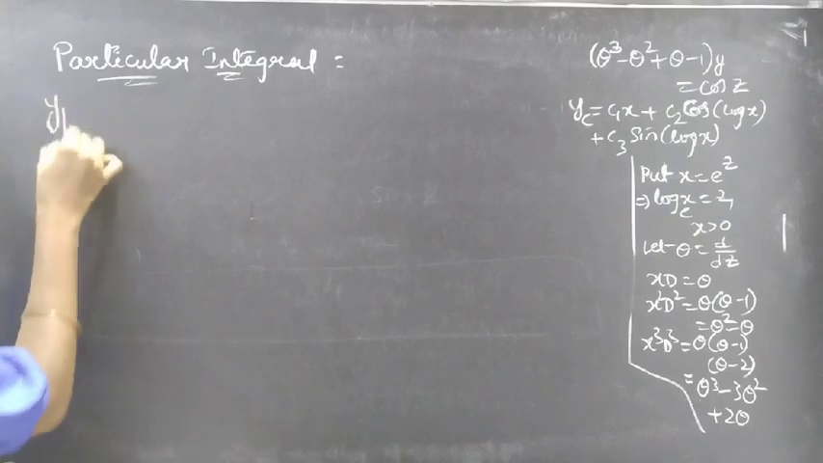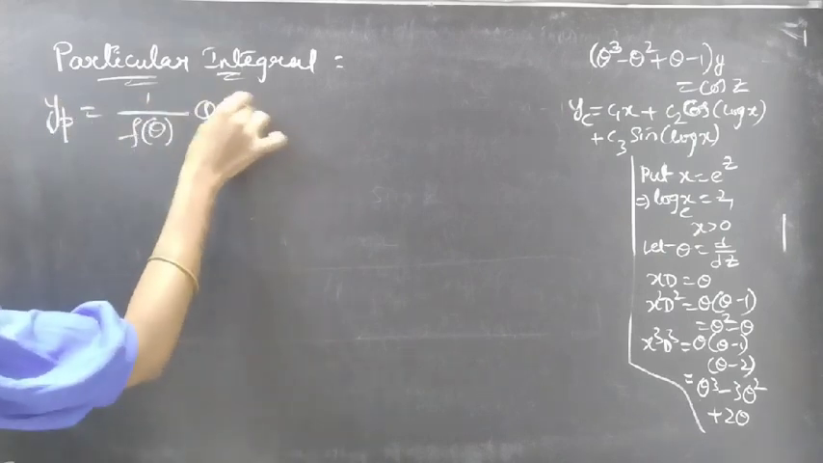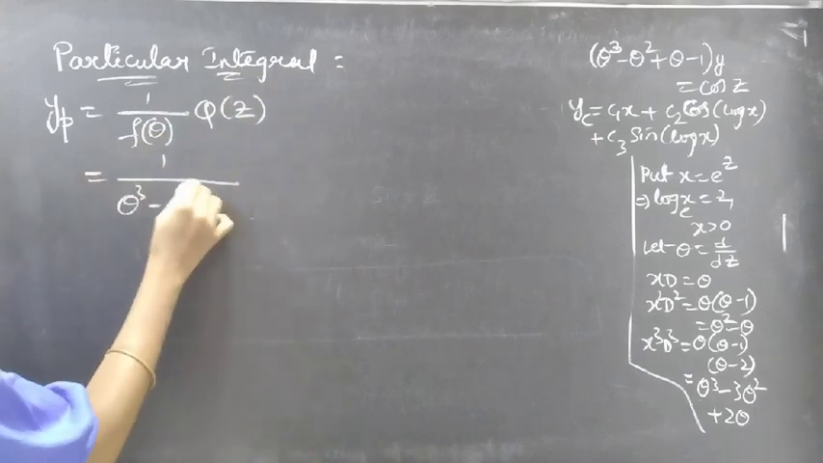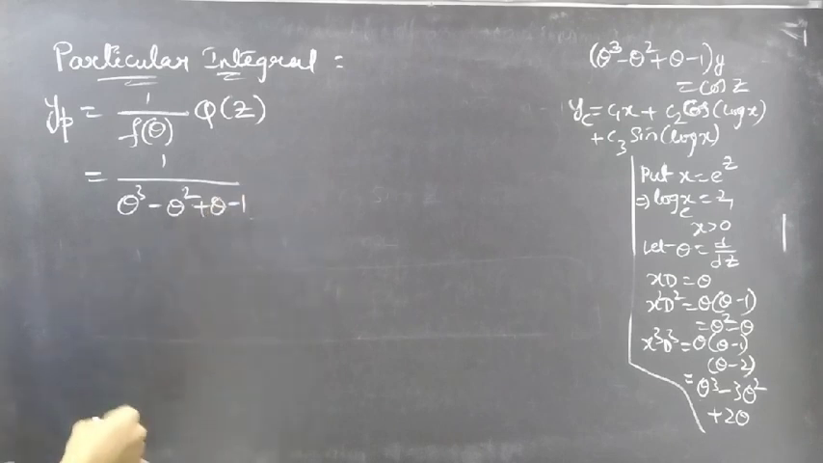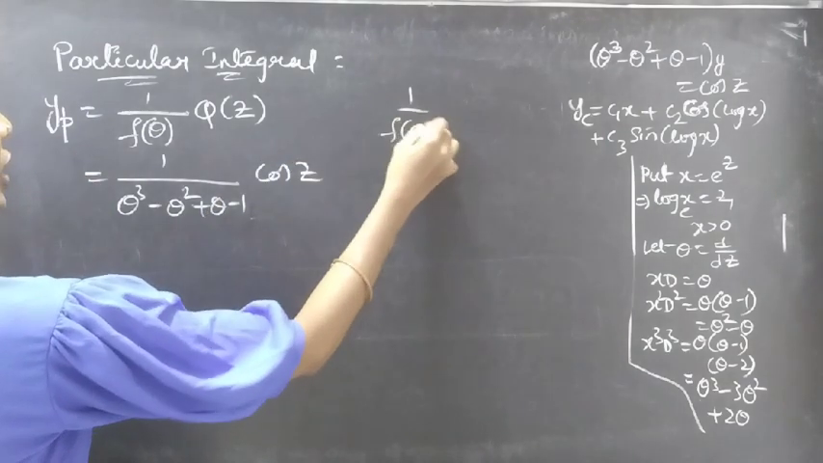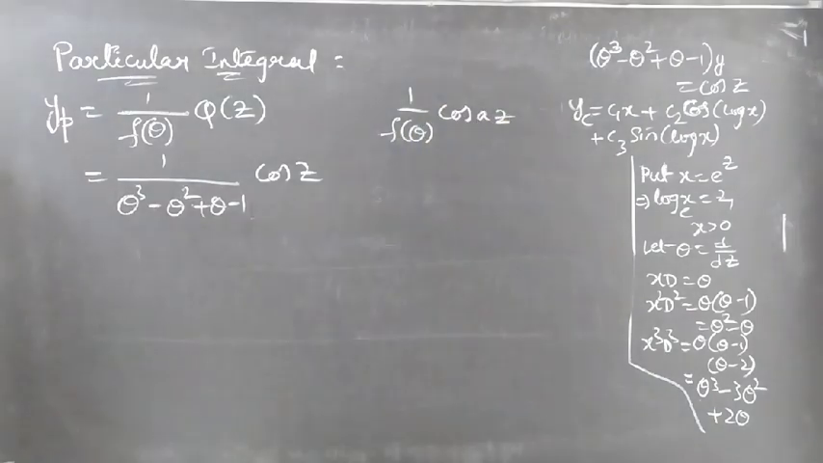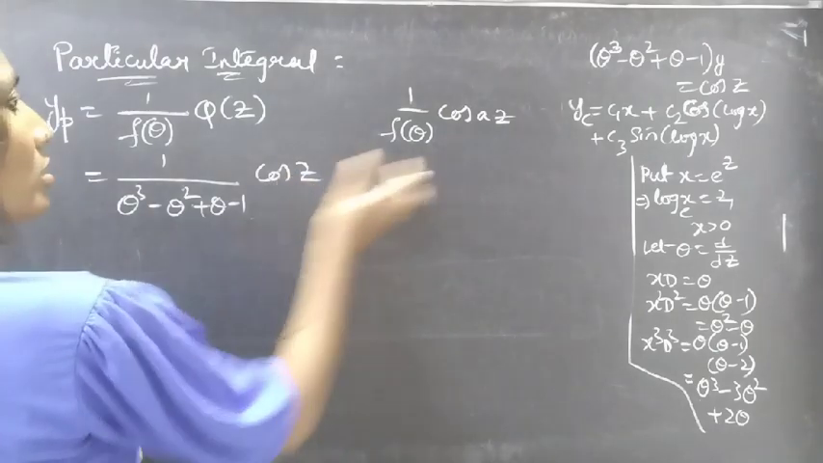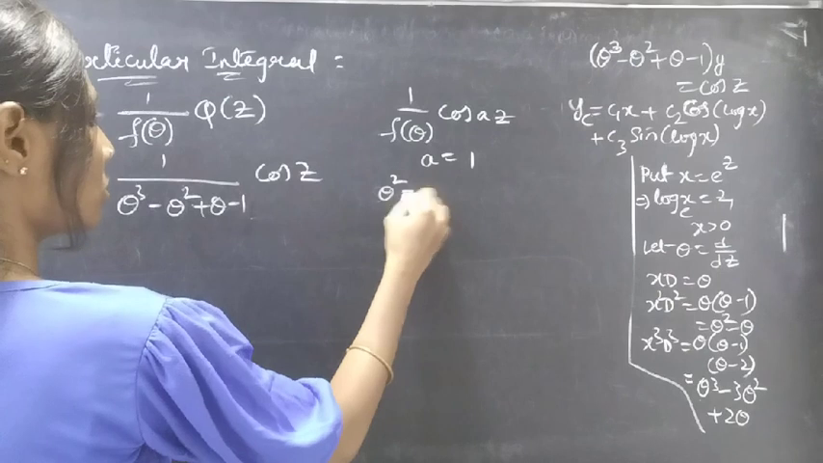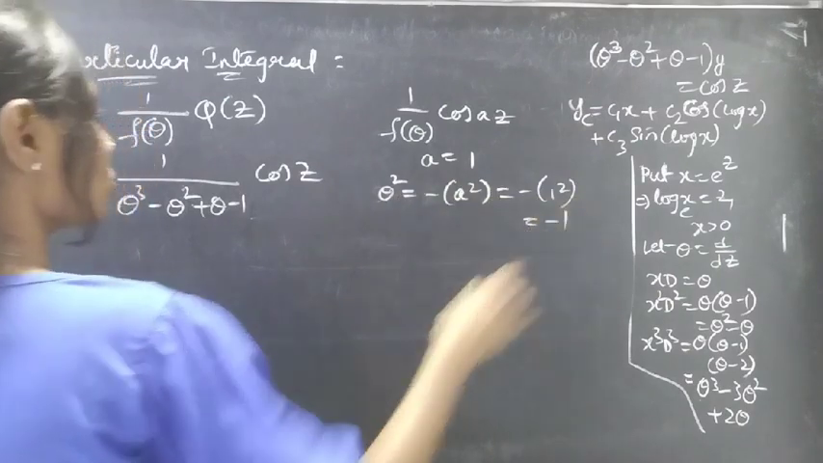We'll find yp using 1 by f of theta into q of z. We have f of theta and q of z, right? Where f of theta is theta cube minus theta square plus theta minus 1 and q of z is cos z. So this is of the form 1 by f of theta into cos az, right? Now compare cos z with cos az. For a equals 1, we'll replace theta square by minus of a square, which equals minus of 1 square, which equals minus 1.